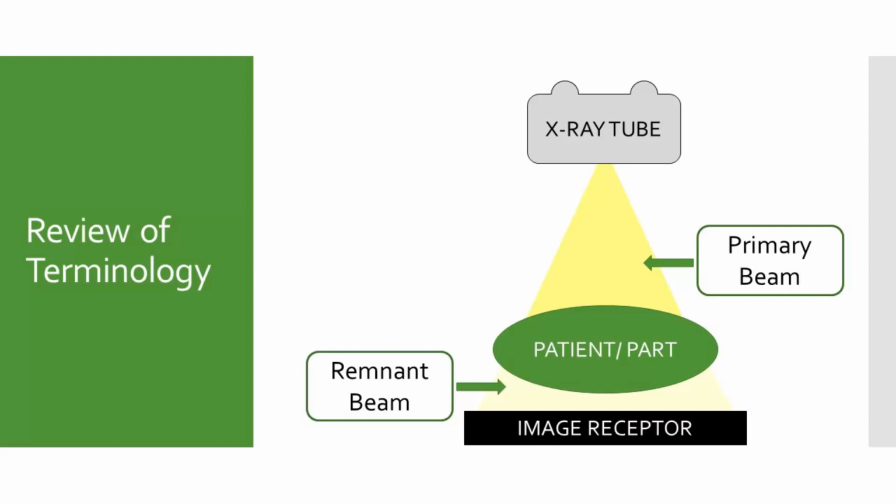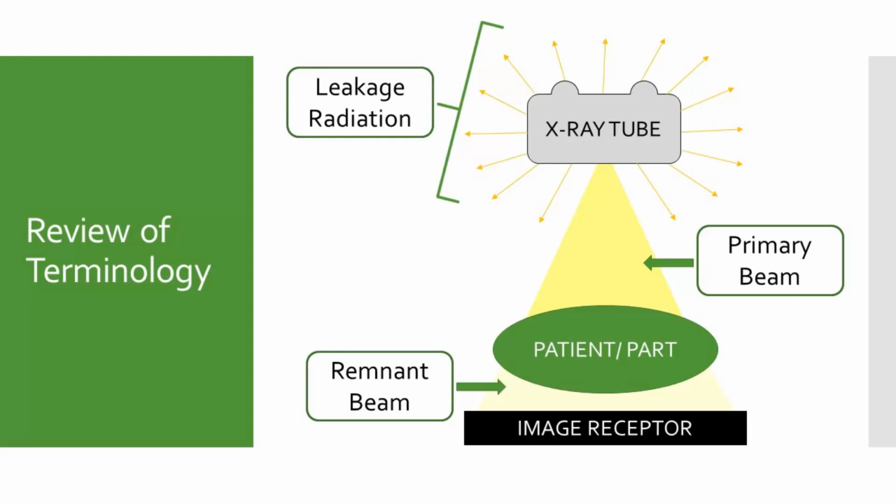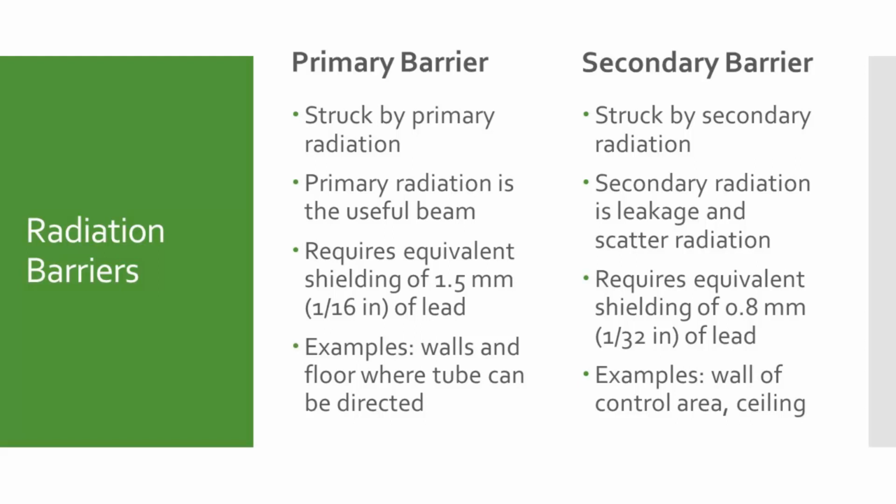Besides scatter radiation, there are other factors contributing to occupational and patient dose. Leakage radiation is that which exits the X-ray tube housing and is not part of the primary beam. Leakage radiation is able to be diminished through equipment design. We will discuss that later in this video. Radiation from the primary beam, scatter radiation, or leakage radiation must be blocked to avoid exposing the general population and technologists. Imaging rooms that house radiation-producing equipment must meet certain requirements to make the environment safe for everyone.